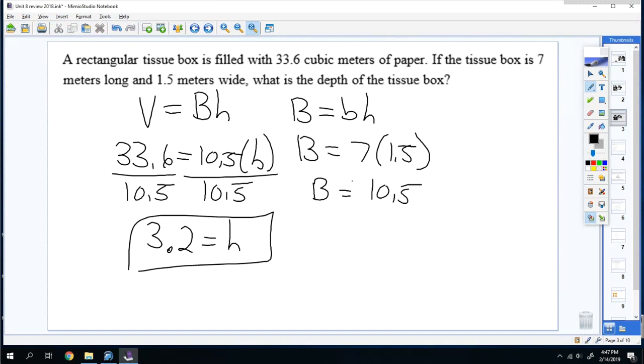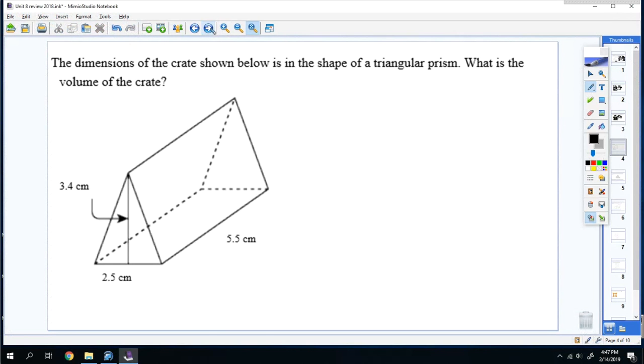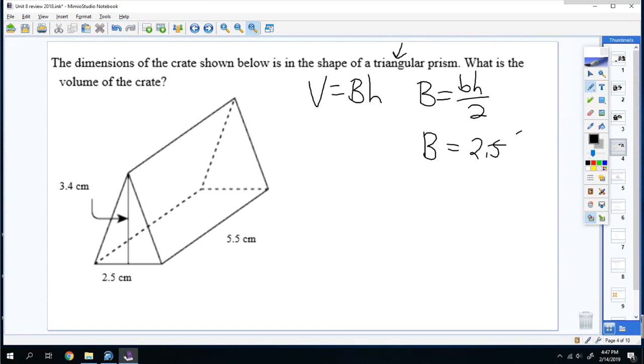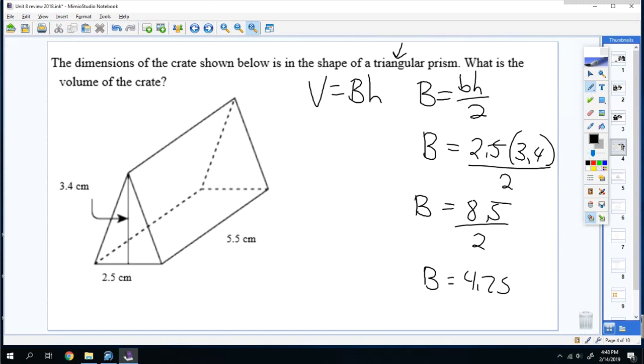All right, number 4. The crate shown below is in the shape of a triangular prism. What's the volume of the crate? So the volume formula for a triangular prism is V is equal to big B times H. Again, big B is going to be base times height divided by 2, because the name even tells me the base is a triangle. So the base of the triangle is 2.5. The height of the triangle is 3.4. And we have to divide by 2. So 2.5 times 3.4 is 8.5. We have to divide that by 2, which is 4.25.